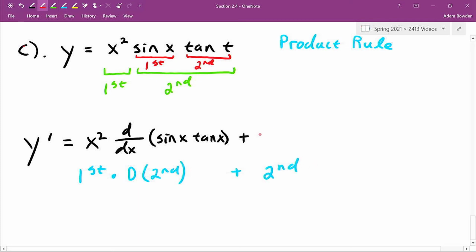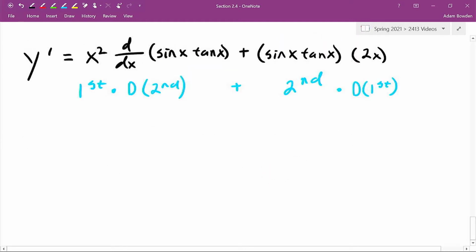Well, the second is the sine x tangent x times the derivative of the first. That would just be the 2x. Okay, so now once I've set it up this way, the sine x tangent x on its own will be its own product rule that we'll have to take the derivative of for that part of this derivative overall.